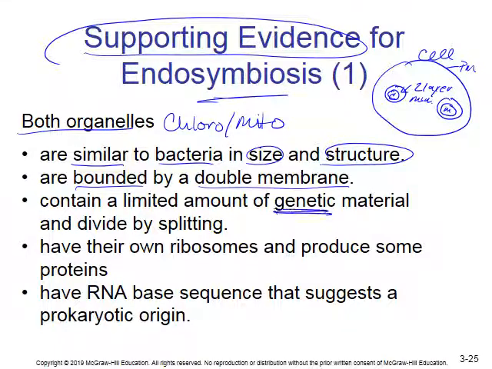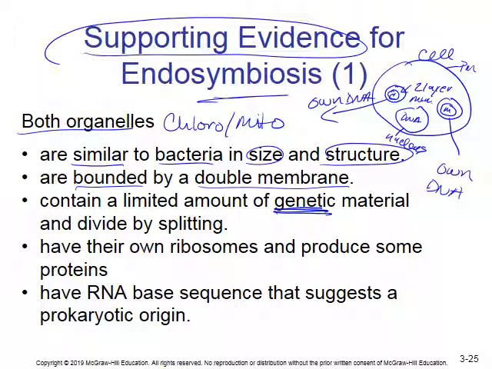For me, this is probably more relevant: they have their own genetic material. Why would they have their own genetic material? So chloroplast has its own DNA. Mitochondria has its own DNA. This is separate. This is additional to the DNA that's in the nucleus. That's strange, right? None of our other organelles have their own DNA, just chloroplasts and mitochondria. They also divide by splitting. Splitting is something that bacteria do.